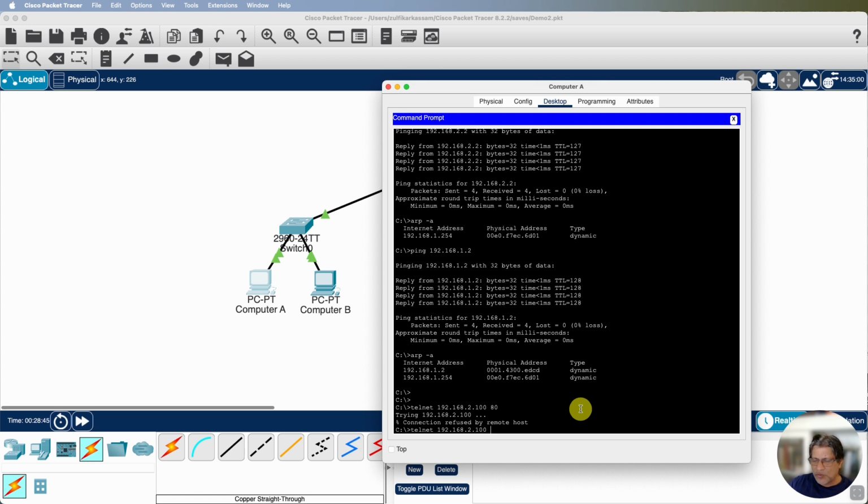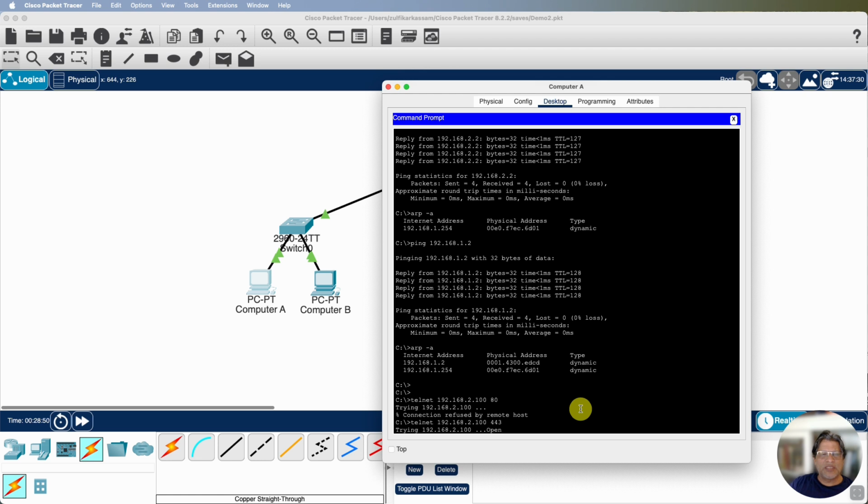If we try this on 443, which is HTTPS and actually open, you can see it is actually trying to open that connection. So it's not being refused. This tells us that port 80 is not open on the server, but port 443 is actually open. It's trying there, and you can see the connection is now open. So you can use Telnet to figure out if any port on any specific server is open or not. So that's a great troubleshooting tool.